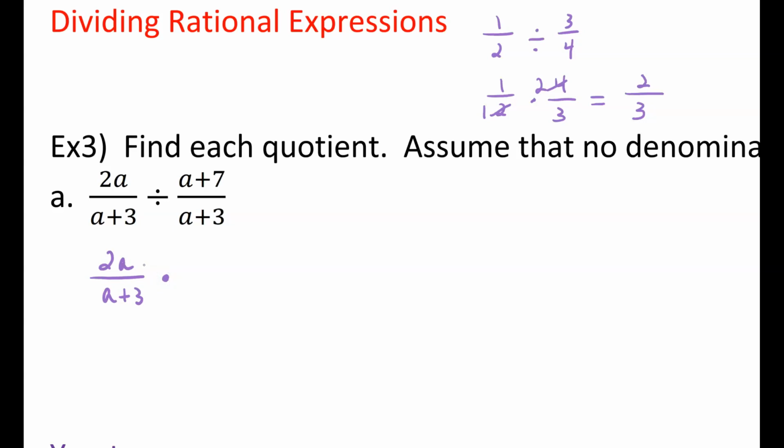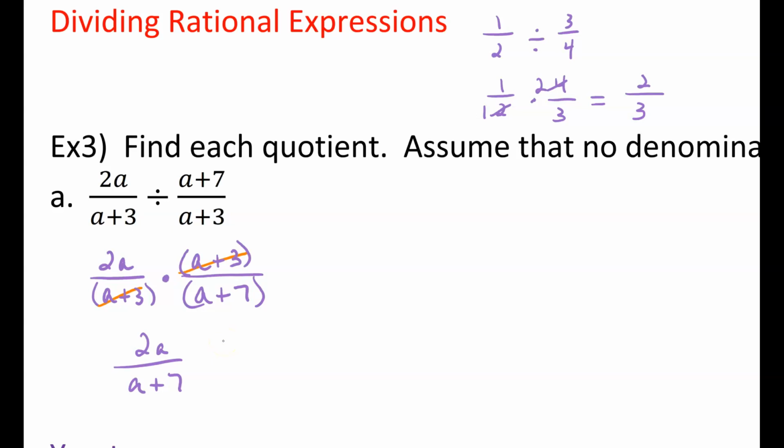So when I go to flip the next one, a plus 3 is going to go on top, and it cannot be simplified, so it's going to stay as a plus 3. And the a plus 7 is going to move to the denominator, and it cannot be simplified either. So we just do this. If it helps, put the parentheses around so that you don't mix pieces up. And now what happens? Cancel the a plus 3. A plus 3 divides out, and we are left with 2a over a plus 7.